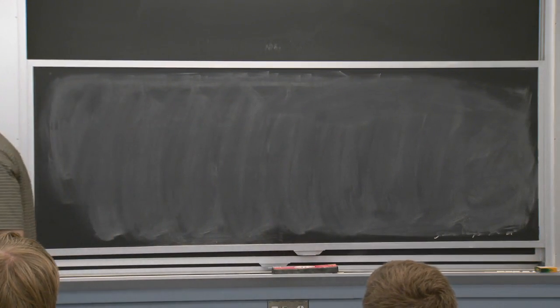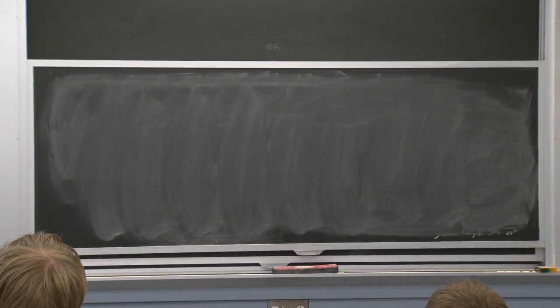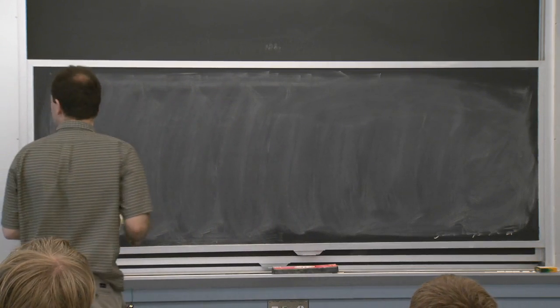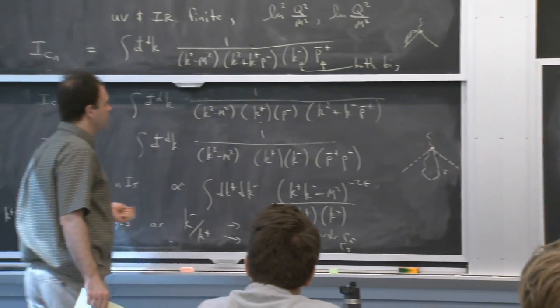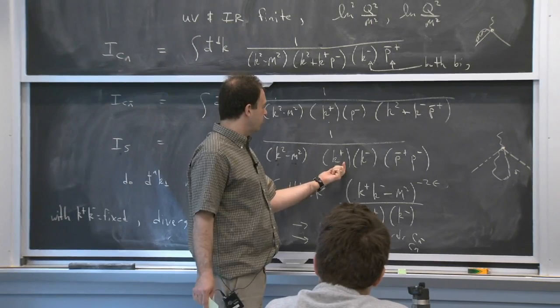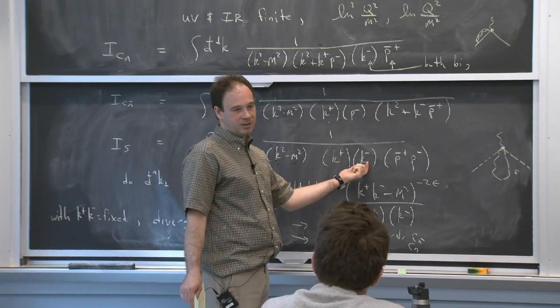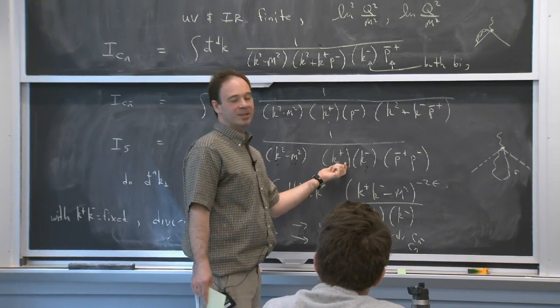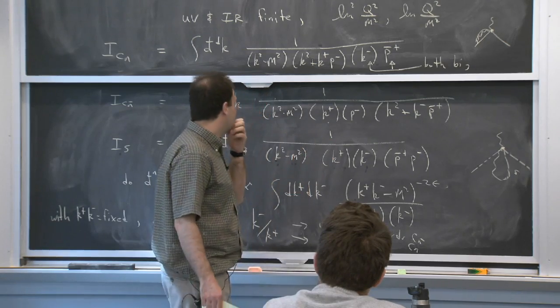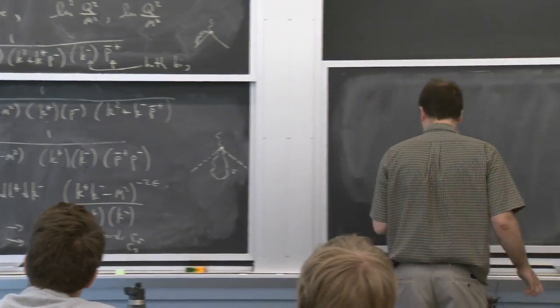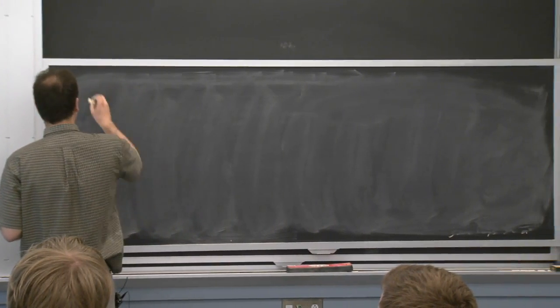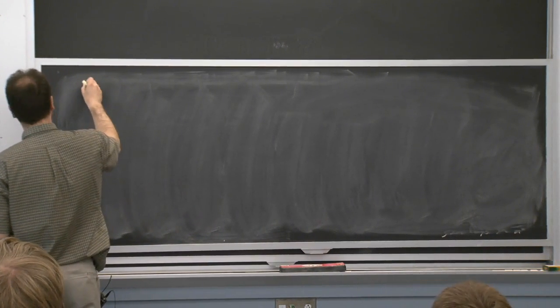OK, so we need another regulator, right? Dim reg is not enough. We have to do something else. So what could we do? There's lots of different things that you could do. One thing is you could just put some plus something in these denominators. That's called the delta regulator, k plus plus delta. That's one choice. We'll do something a little bit more dim reg-like, which makes it easier to think about the renormalization group.